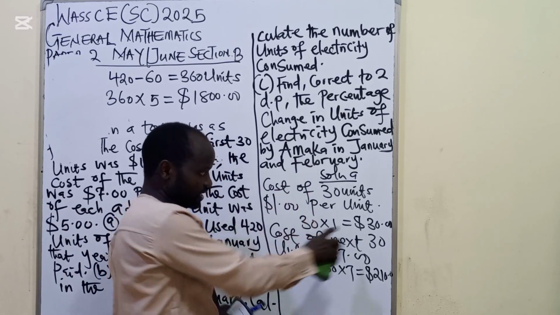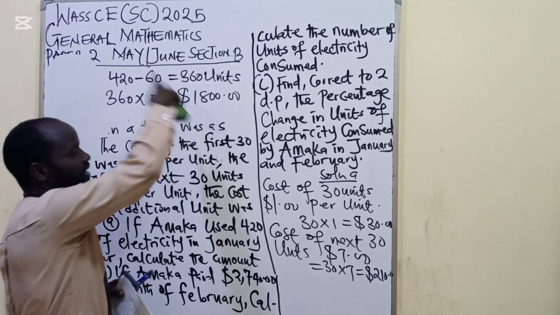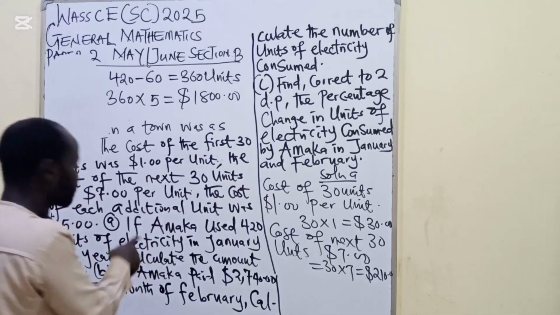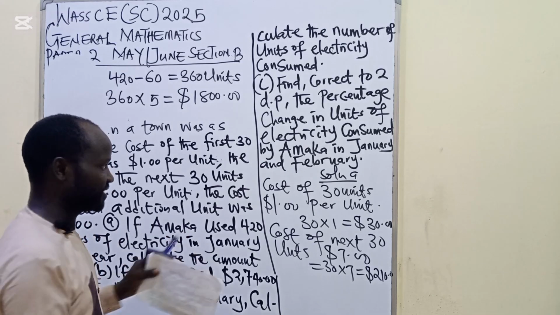Very important. So the cost of 420 units now will be the cost of the initial 60, the first and the next, that's $30 plus $210, plus $1,800 will now be the cost of 420 units. So this is the analysis, very important.